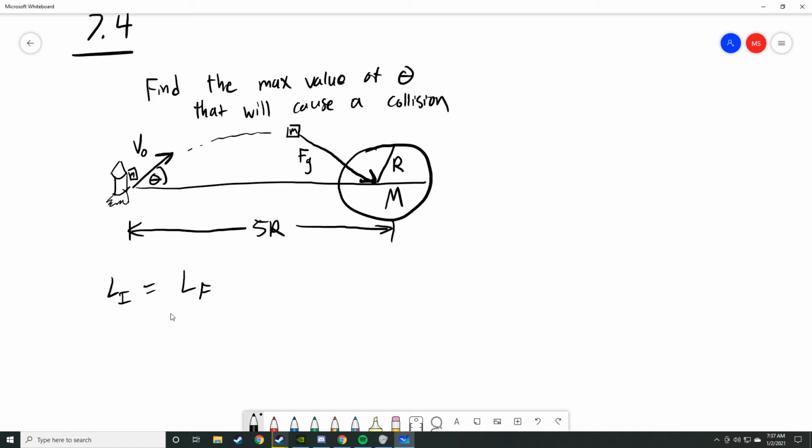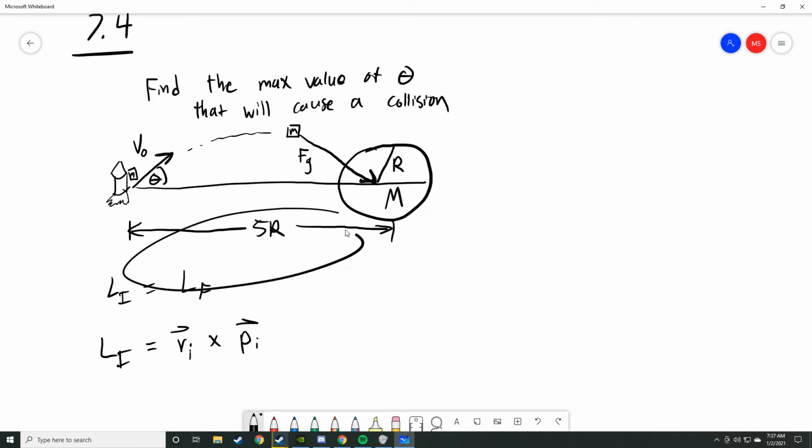Okay, so we know this is a particle, right? This is a point-like mass. So we know that L initial is going to be equal to the radial vector initial crossed with the momentum initial. Okay, so what's the radial vector now? Well, the radial vector, that's going to be this guy right here, right? And we've already measured it here, maybe as an engineer would, with like a ruler or something. And we know that that's that vector going there, right?